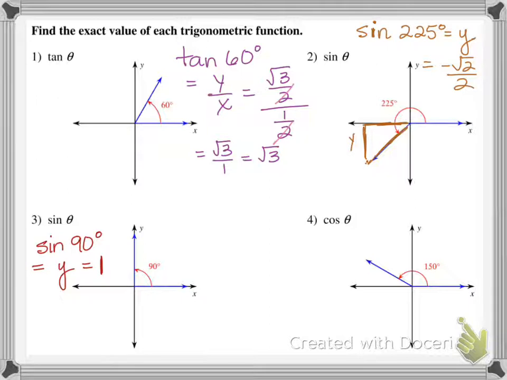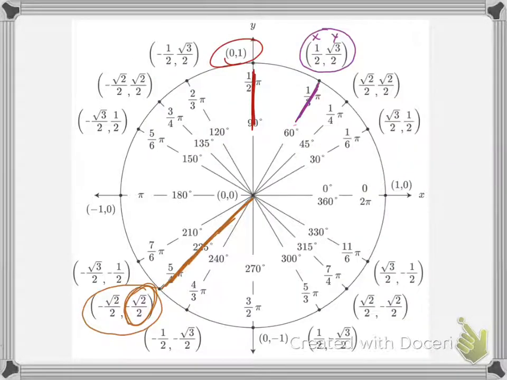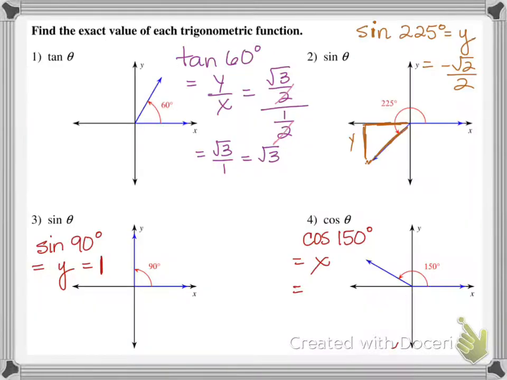Cosine theta for number 4, we rewrite it as cosine of 150. Cosine of 150 is asking us to find the x at 150 degrees. So let's go back. Where's 150 degrees? It's right here. So we're looking at this, but we are focusing on our x. Negative square root of 3 over 2.